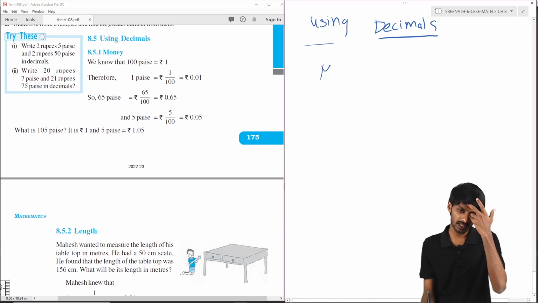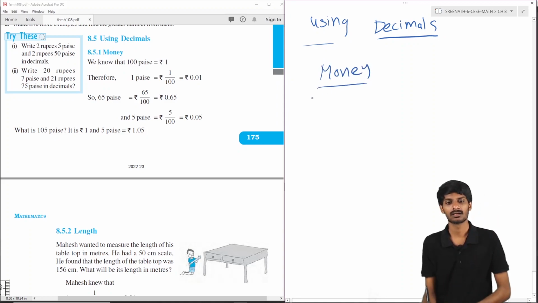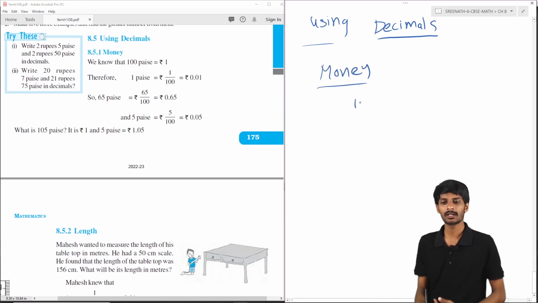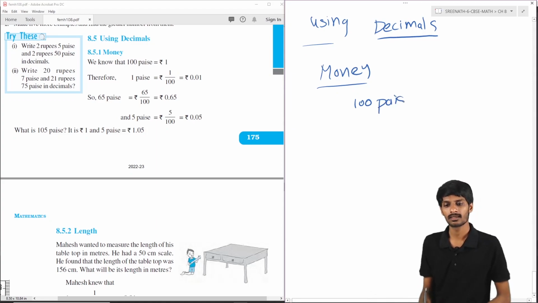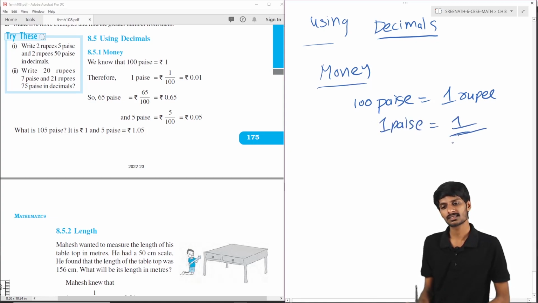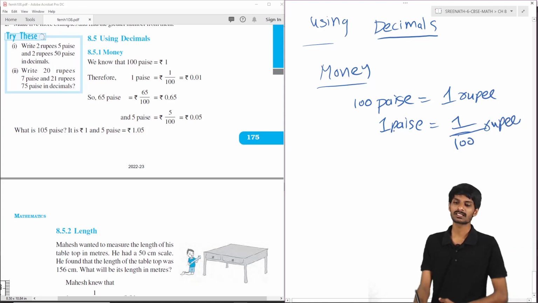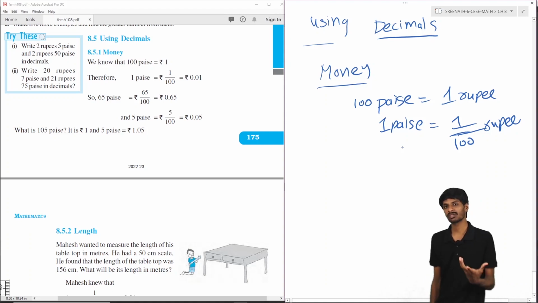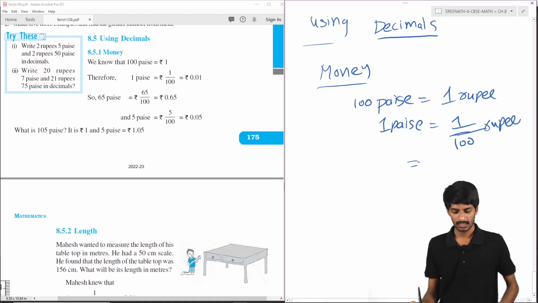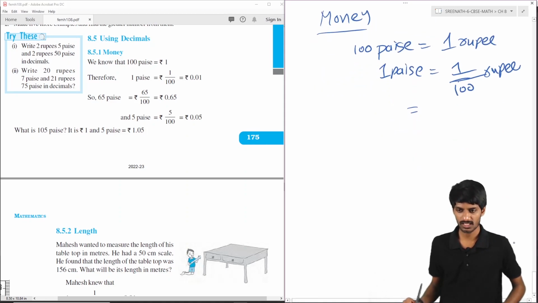So in the case of money we will use decimals, students. Suppose we know that 100 paise is equal to 1 rupee. So 1 paisa means what? That is 1 by 100 rupee. So if at any place there is 1 paisa and you want to convert it into rupees, how will you write it? In other terms, it is 0.01 rupee.